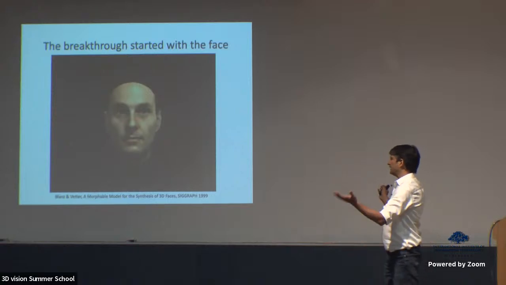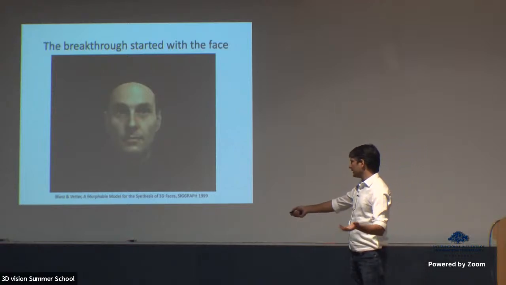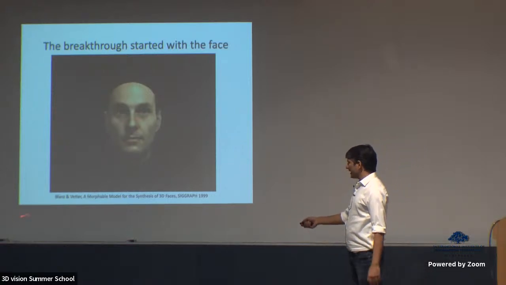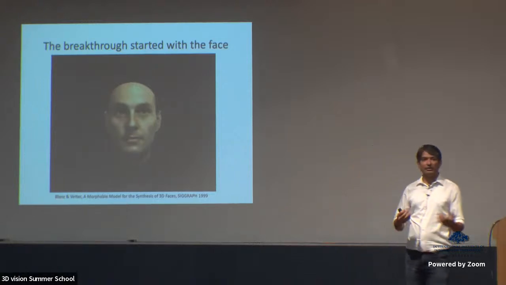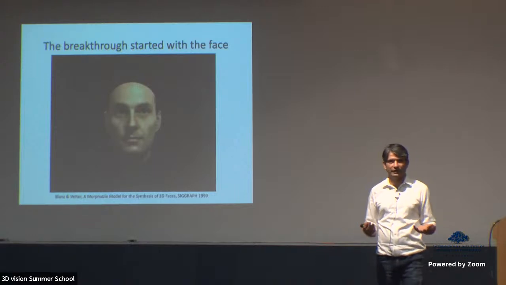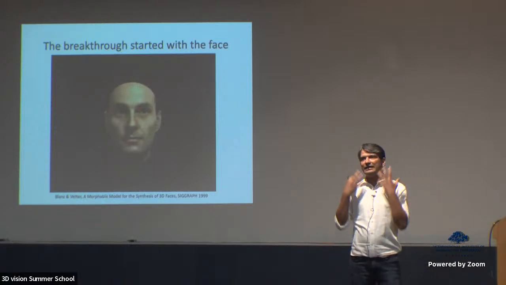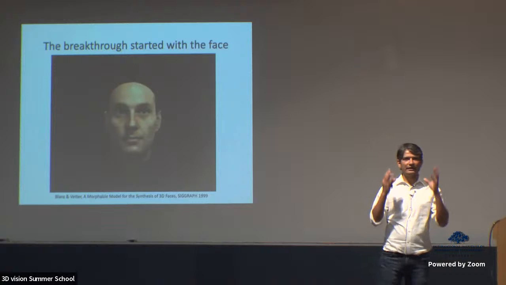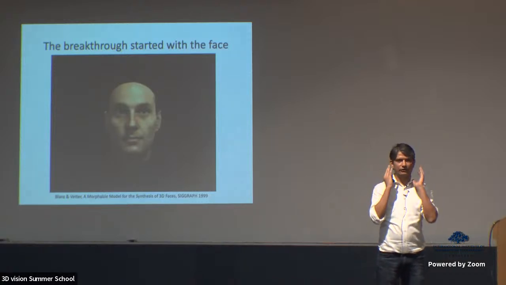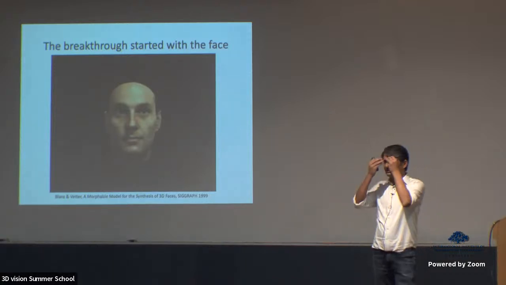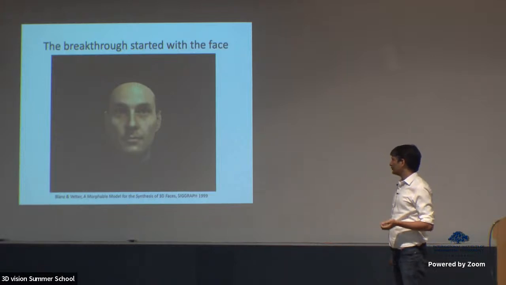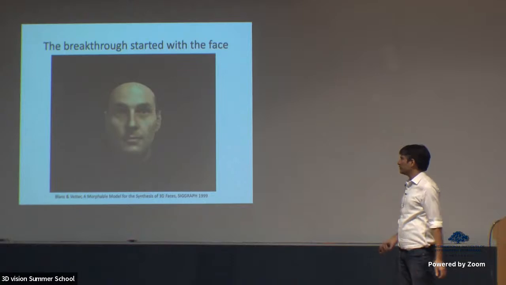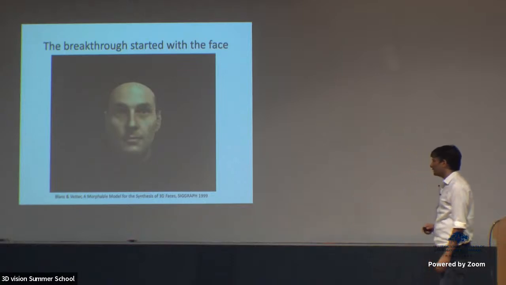And then this big breakthrough happened at, again, the Max Planck Institute, where Blanz and Vetter came up with this. So it didn't happen with bodies, but it happened with faces. Faces are actually easier objects to deal with, right? They have fewer degrees of freedom. These are all frontal faces, you don't have clothing, and you don't have a lot of the problems that you have with bodies. And so this is where the breakthrough happened.